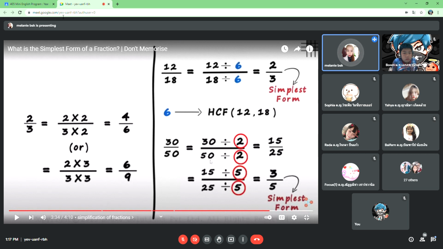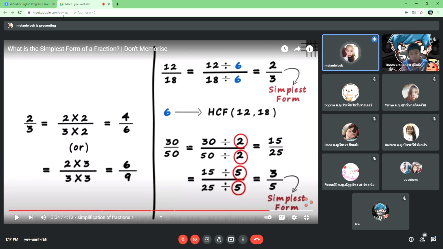Aside from 2 and 5, is there any highest common factor of 30 and 50 that they have in common? Aside from 2, 2 times 15 is equal to 30. 2 times 25 is equal to 50. 5 times 3 is equal to 15. So what are you going to multiply to 3 and 5 so that you can get 30 and 50? Aside from 2 and 5, you can use 10.